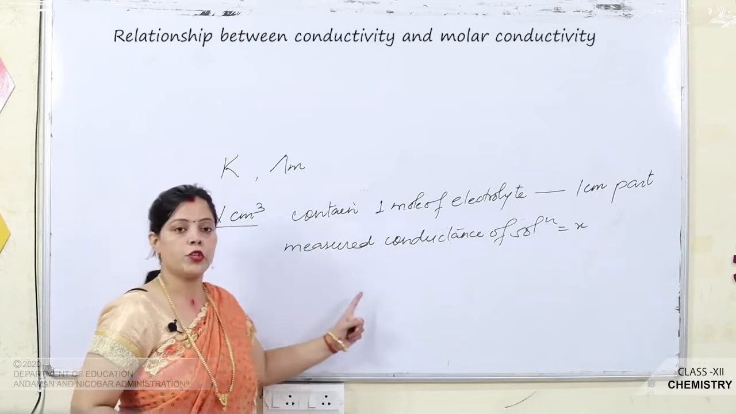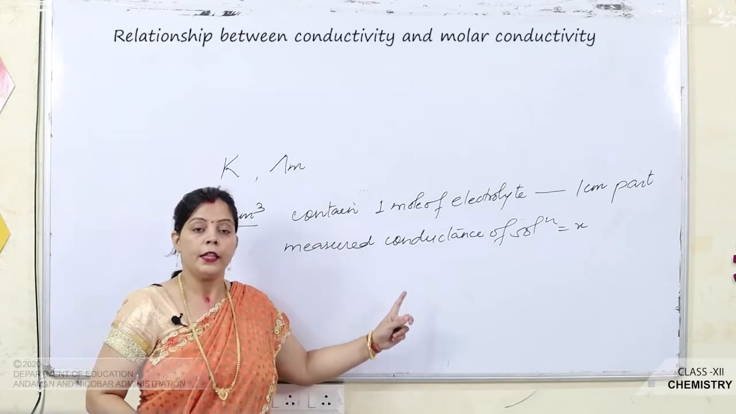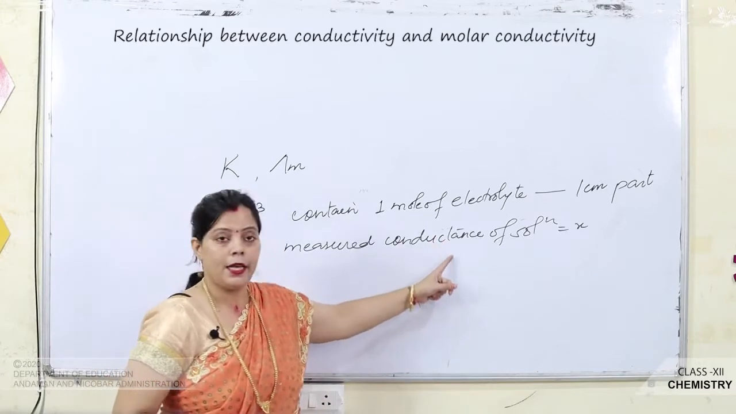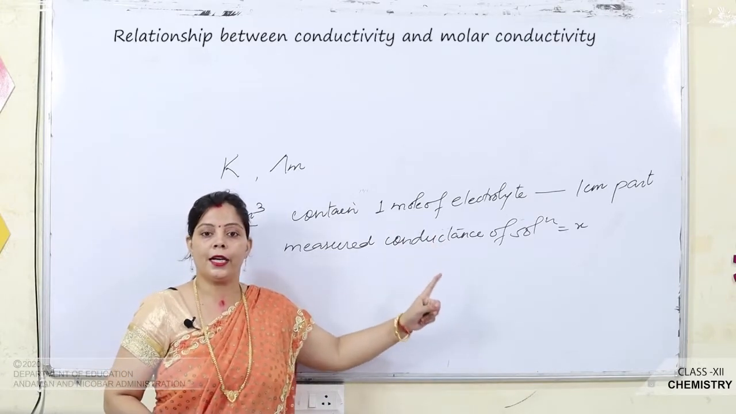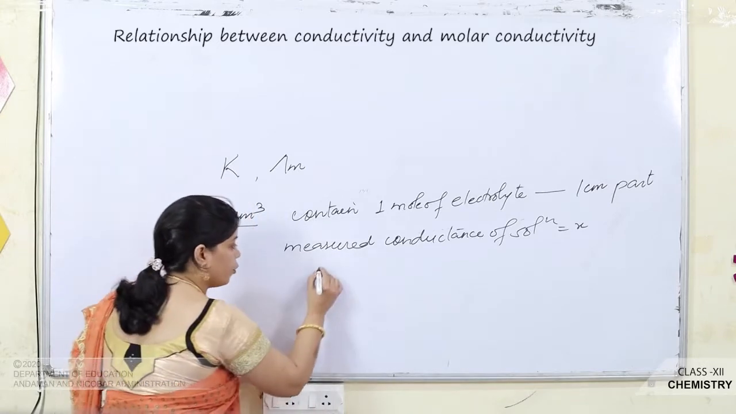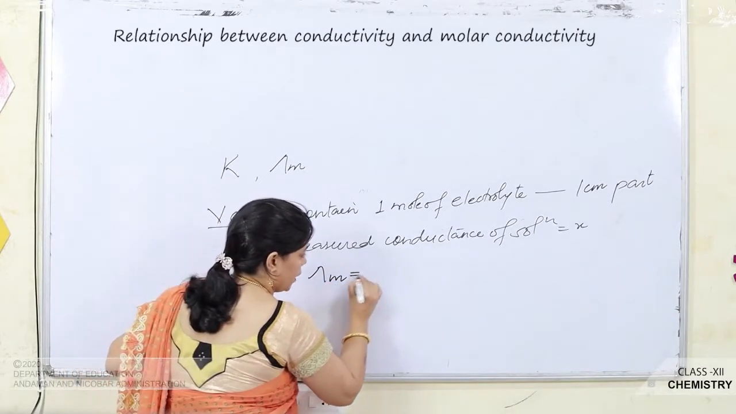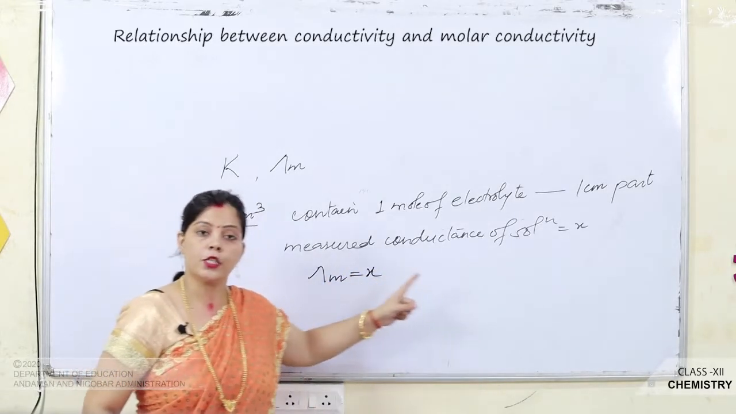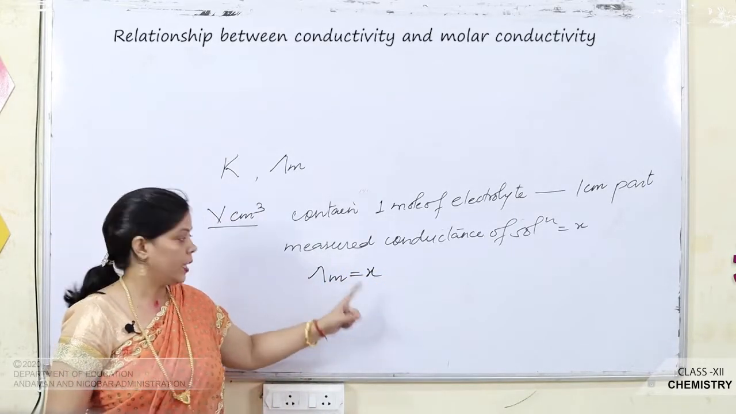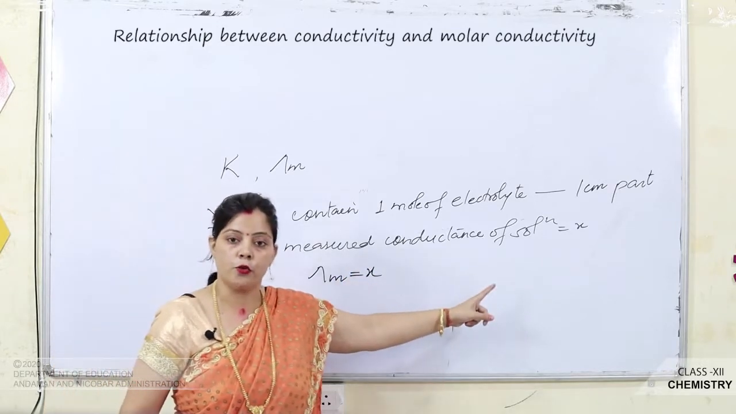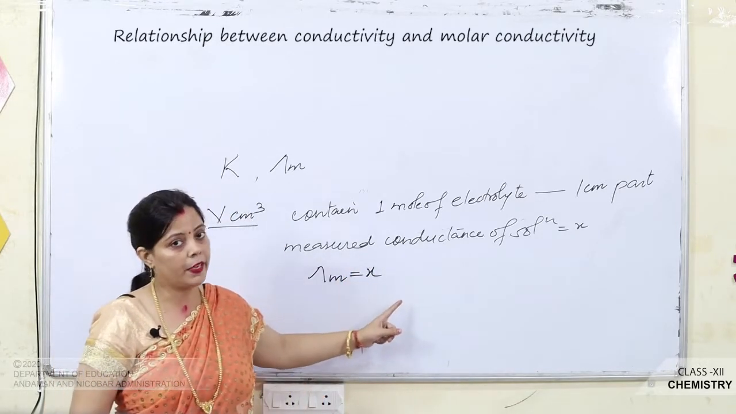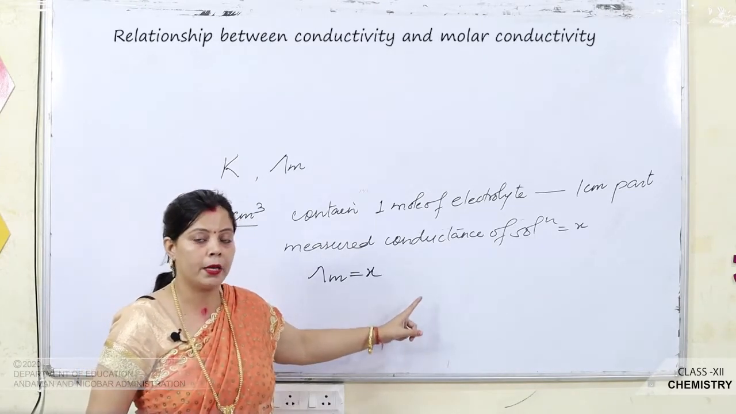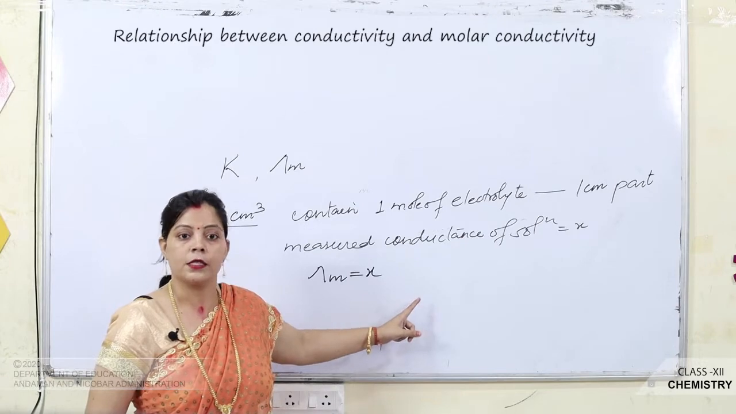As the solution contains 1 mole of electrolyte, the measured conductance represents the molar conductivity of the solution, and therefore the molar conductivity becomes equal to the measured conductance of the solution. Since the solution contains 1 mole of electrolyte, the measured conductance represents the molar conductivity, because it is an electrolytic solution prepared by mixing 1 mole of electrolyte in the solution.